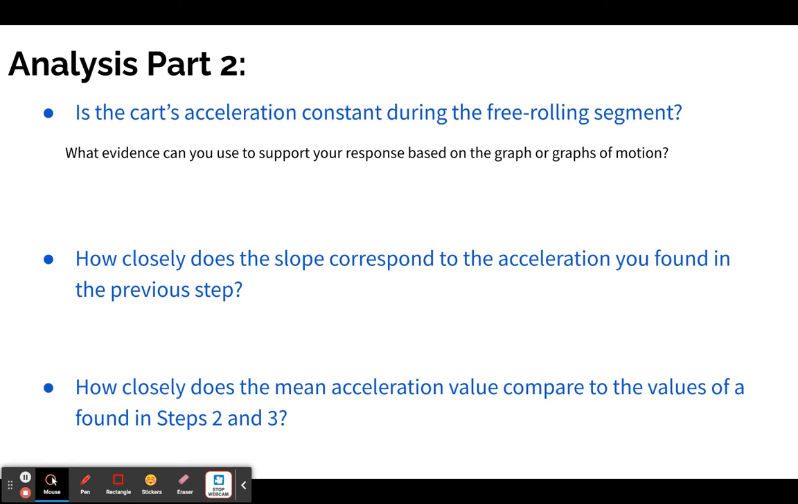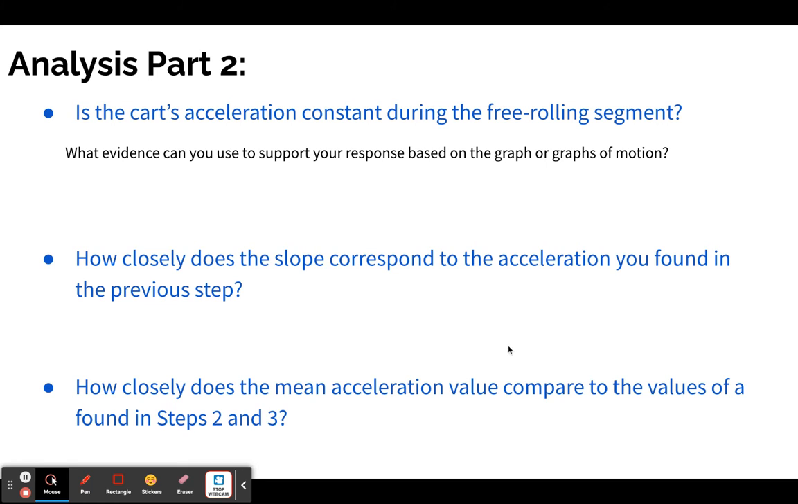In 5, it says the velocity versus time graph is linear if the acceleration is constant. To fit a line to this data, it tells you what to do. You guys already did that in lab. You fit a linear trend line. It's asking you to compare how closely the slope corresponds to the acceleration you found in number 4.